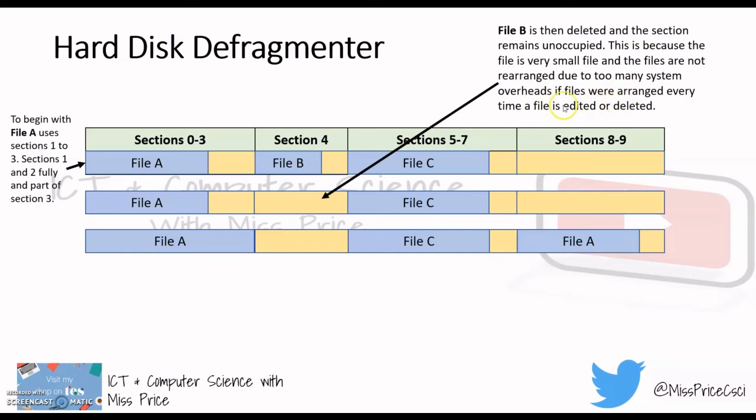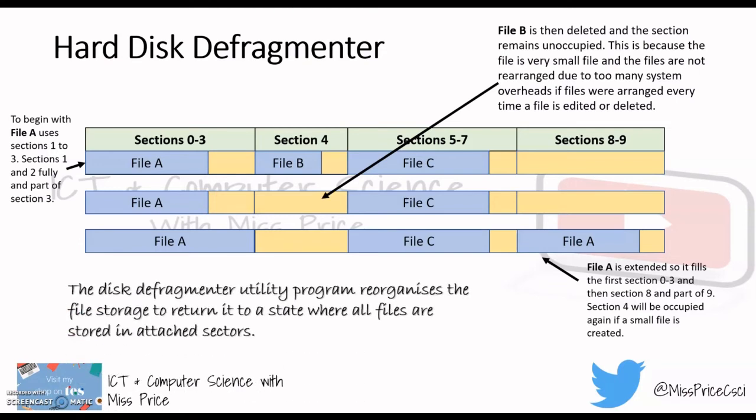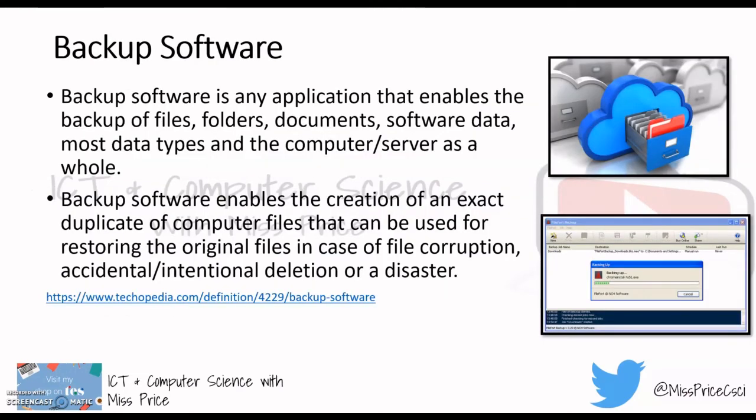If the files were rearranged every time a file was edited or deleted, then we'd have file A extended so it fills the first sections 0 to 3 and then section 8 and part of 9, and section 4 would be occupied again with the small file created. So the disk defragmenter utility program will reorganize the file storage to return it to a state where all the files are contiguous in those sectors. That's what it does.